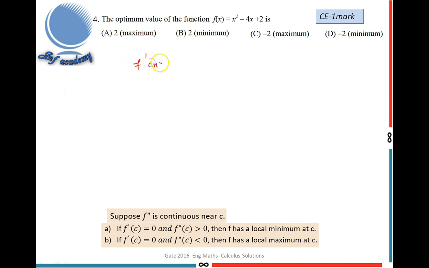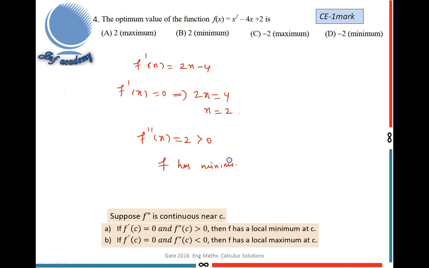Next I find the f dash of x. This is equal to 2x minus 4. Next, I solve the equation f dash of x equal to 0. I get the critical point, that is 2x equal to 4, x equal to 2. X equal to 2 is the only critical point. Here, f double dash of x equal to 2. This is greater than 0, always positive. So f has a minimum value at x equal to 2 only.